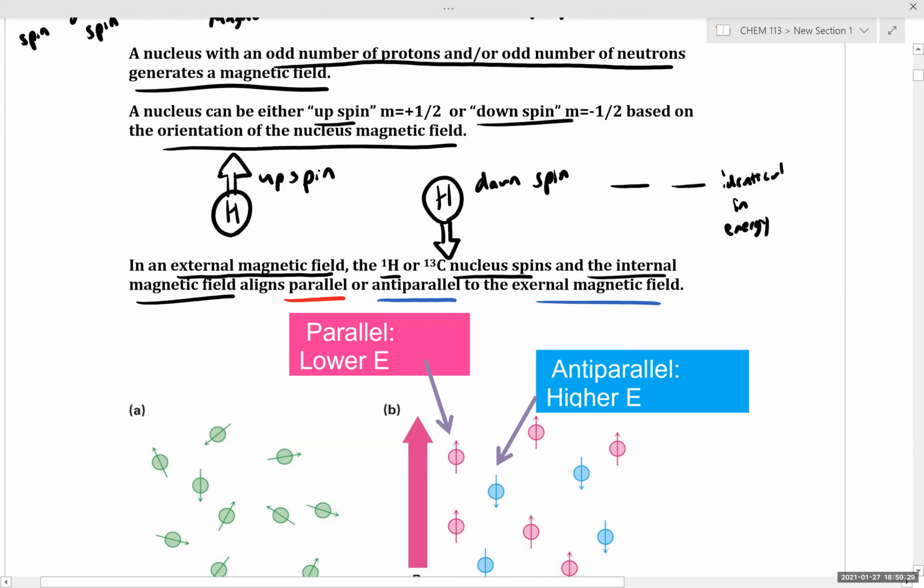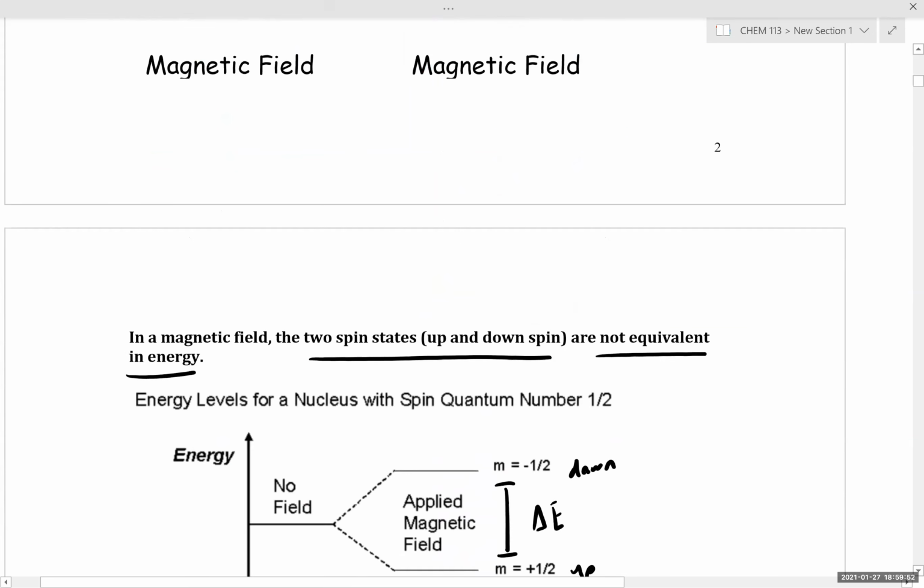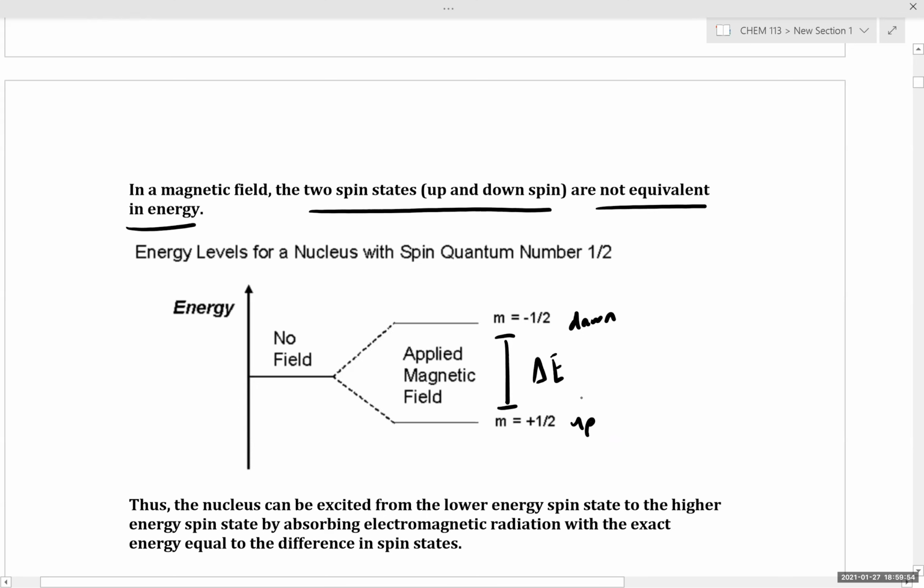Essentially, in an external magnetic field, some of our nuclear spins will be aligned with the external field and will be lower in energy, while some of our nuclear spins will be opposed to the external magnetic field and thus will be higher in energy. Thus, in an external field, our two spin states are now different in energy. Does that make sense? Yes, it does. Thank you. Perfect.